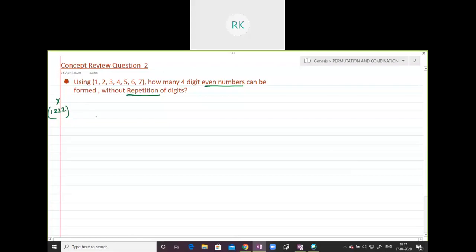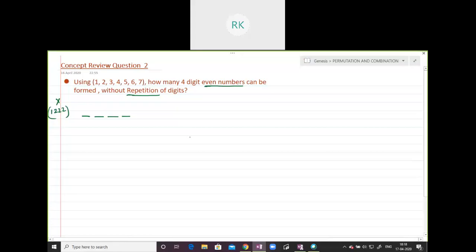Look here, there are seven digits given. So I'm solving as a beginner. I'll create the positions first: one, two, three, four. Now the condition is that it should be an even number. When will we get an even number? The last digit must be even. Very simple. So first I will fulfill the condition, and then I will go for finding the possibilities for the remaining positions.